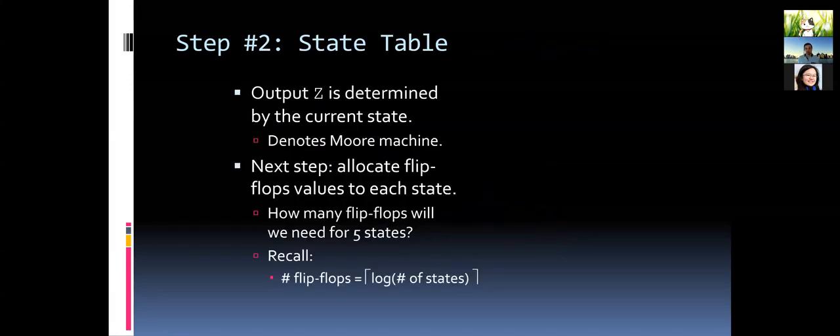Okay. So after that, things are getting more straightforward. So in step two, we need to build a state table from this diagram here. Essentially output Z is determined by the current state, so we're focusing on the Moore machine, remember? And after that, we'll allocate the flip-flops and all of that, right?